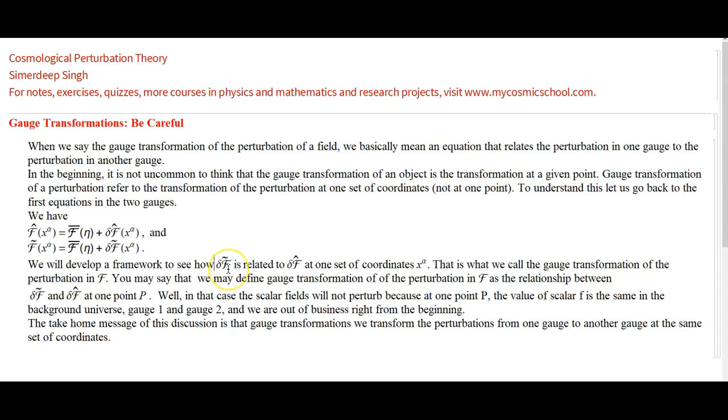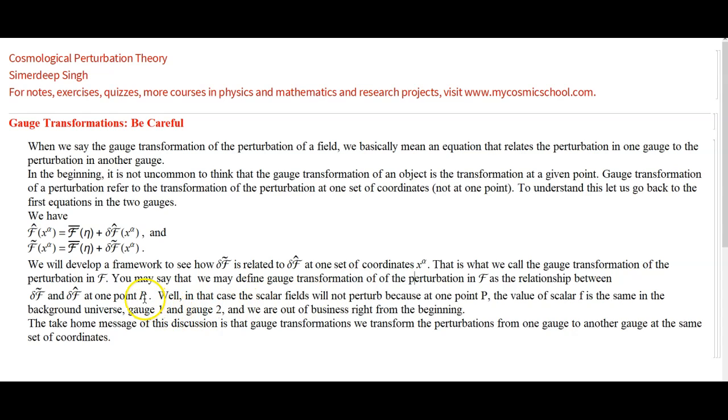Gauge transformation is not transforming delta F caret, is not transforming the value of delta F from gauge 1 to gauge 2 at one point P. That is not gauge transformation. Gauge transformation does not mean that we are interested in knowing the transformation at one point P. Gauge transformation means that we are interested in knowing the values at one set of coordinates x alpha.